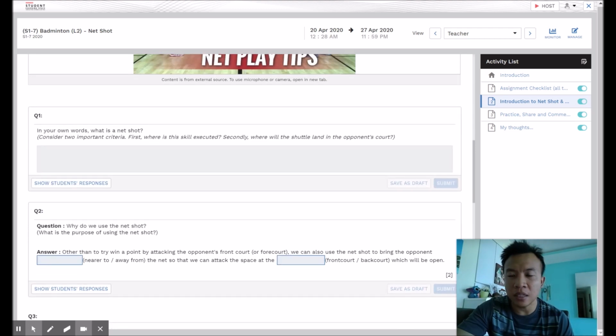First one is for free response questions. Sometimes it helps to scaffold or structure the way they should be thinking. For example, in your own words, what is a net shot? After watching the two videos above, they should have some rough idea. So I help structure it by telling them specifically to consider two important criteria. First, where is the skill executed? Secondly, where will the shuttle land in the opponent's court? So hopefully I'll get the responses that I'm looking for.